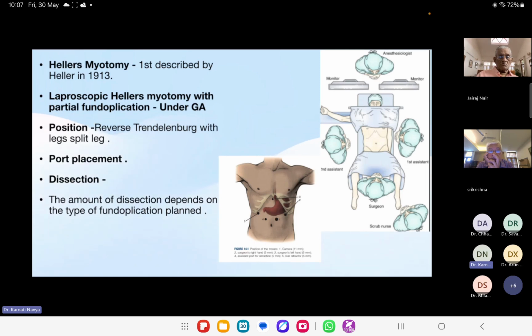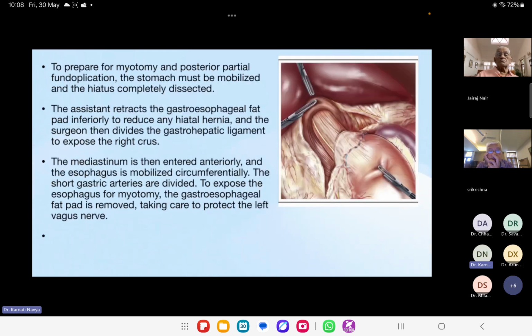Port dissection, the steps in a Heller's myotomy. The first is dissection. The dissection depends on the type of fundoplication that is planned. Generally, to prepare for myotomy and posterior partial fundoplication, the stomach must be mobilized and the hiatus should be completely dissected. The assistant usually retracts the gastroesophageal fat pad inferiorly to reduce any hiatal hernia, and the surgeon then divides the gastroesophageal ligament to expose the right crus.